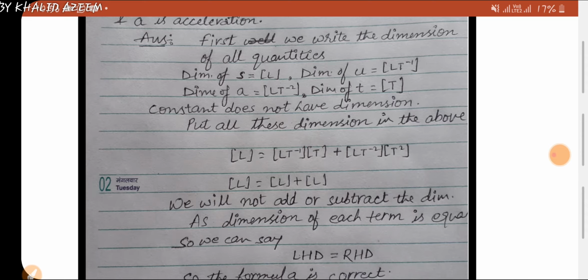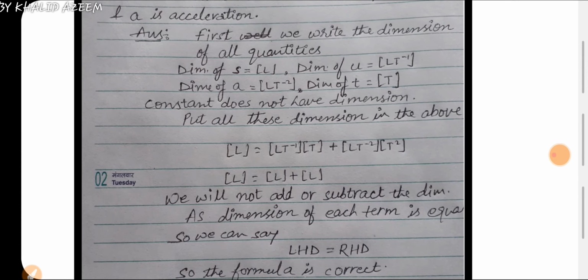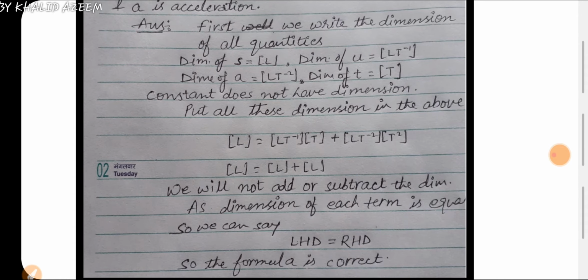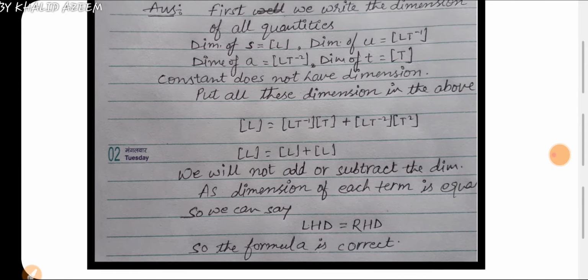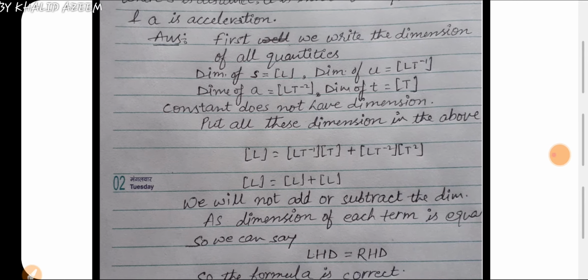We will not add or subtract the dimensions. So as we can see that dimension of each term is equal. So we can say that left hand dimension is equal to right hand dimension. If LHD is equal to RHD, then we can say the formula is correct. And if left hand dimension is not equal to right hand dimension, then the formula will be incorrect.